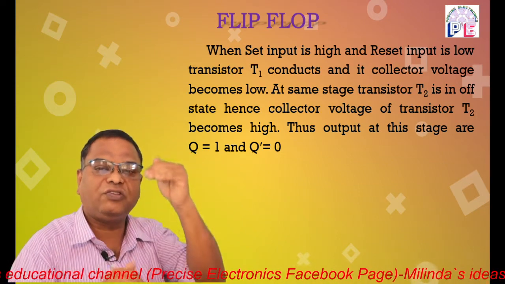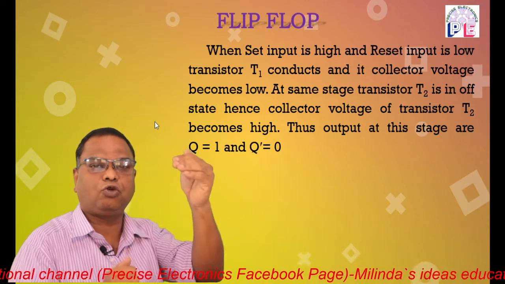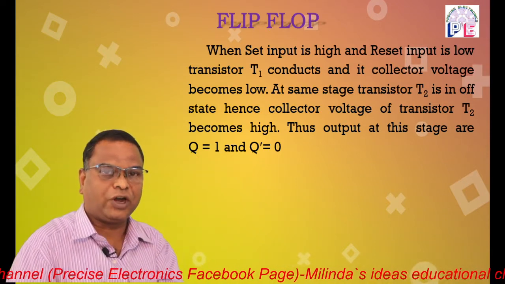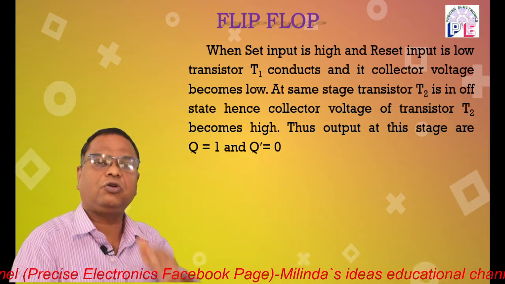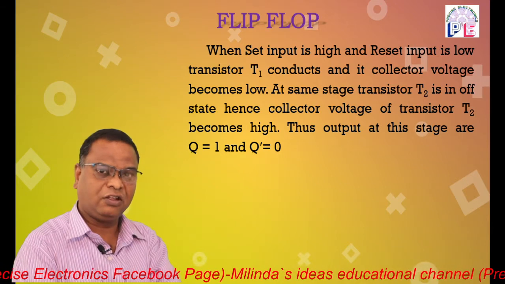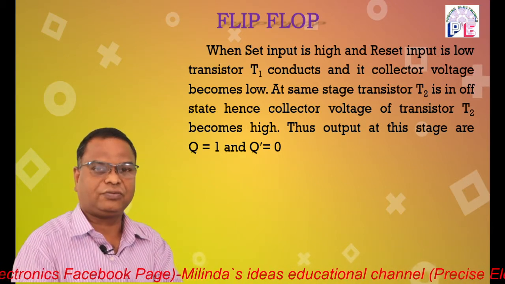That means the flip-flop is in set. The set output is high, reset output is low. So the flip-flop is in set mode. So the output at this stage, that is Q, is equal to 1 and Q complement is low. That is the third step, the third condition. That is a set condition.